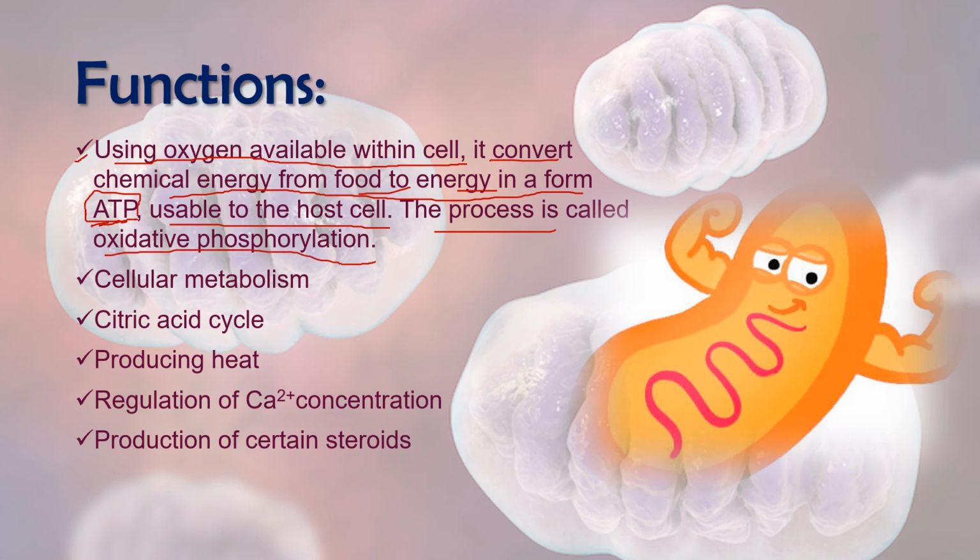The mitochondria also help in cellular metabolism. They help in the citric acid cycle or Krebs cycle. They help in producing heat, and also in the regulation of calcium ion concentration, which we just discussed in MAMs, and they also help in the production of certain steroids.